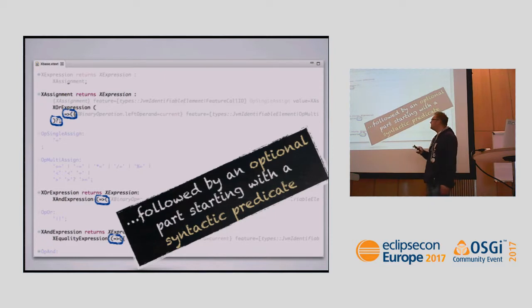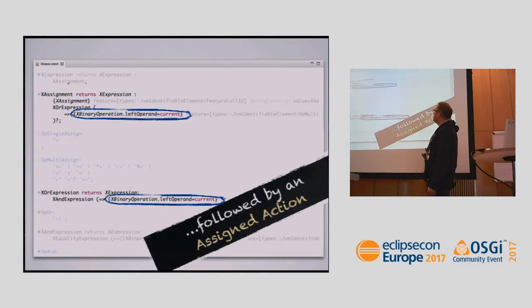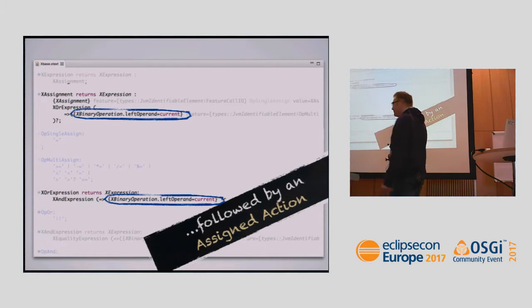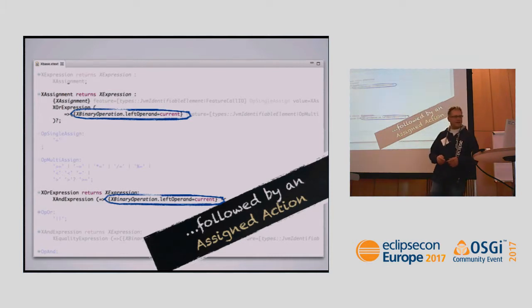And the next thing is followed by an assigned rule. Did you ever see this kind of construct in a language, where something is assigned to a current? Seen that? Know what this means? No. Okay. So that's why we're talking about that.